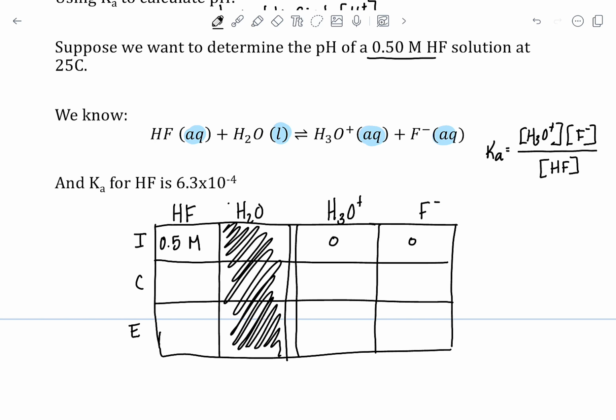Okay, so we then use our balanced equation to find our change. Since we have zeros on our product side, that means they are going to be increasing in concentration, and HF is then going to be decreasing in concentration. So we have minus X, and plus X. The one nice thing about weak acid problems is our change row is always going to be the same.